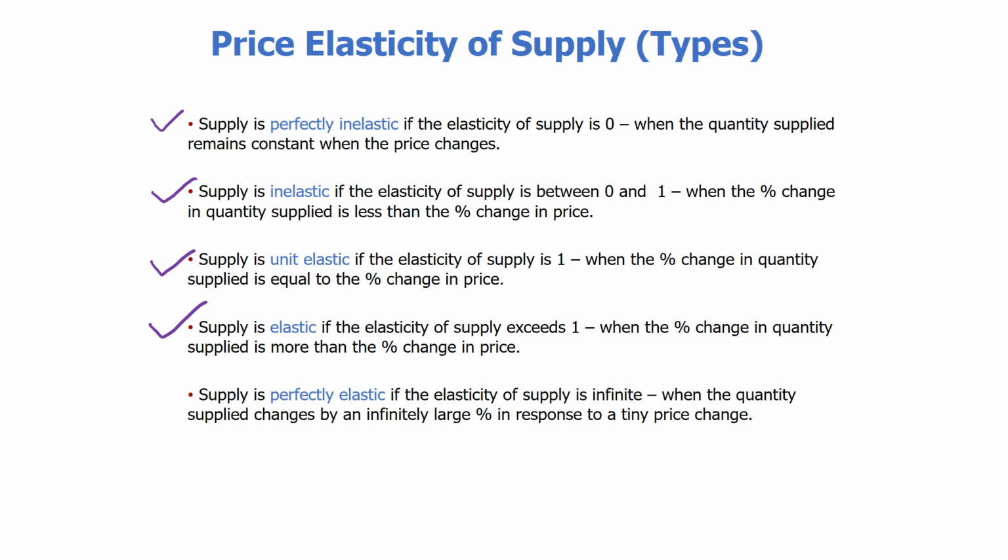Now, supply is perfectly elastic as opposed to just being elastic. It is perfectly elastic if the elasticity of supply is infinite. So the quantity supplied changes by an infinitely large percent in response to a percentage change in price. The quantity supplied changes by infinitely more in response to a tiny price change. So tiny price change, infinite reaction. So you have perfect elasticity.